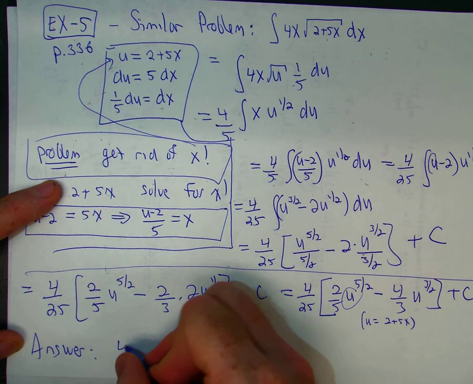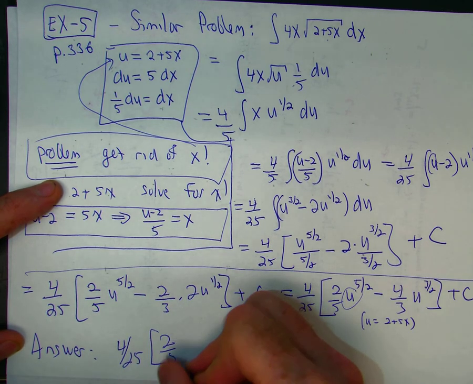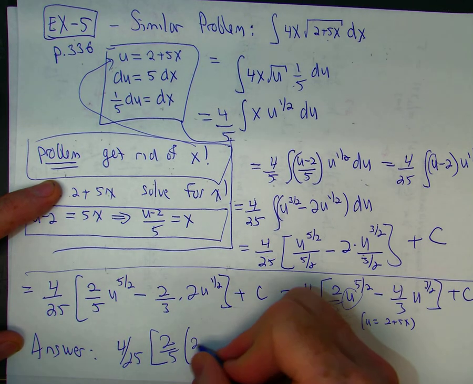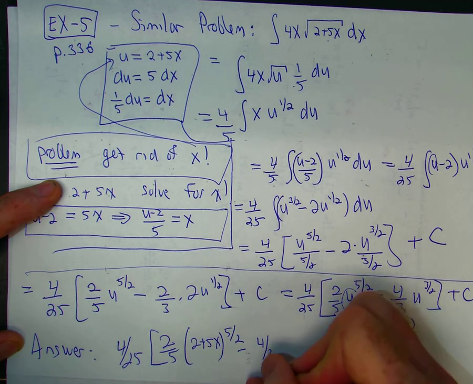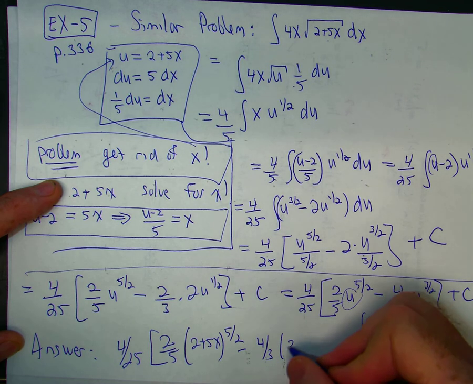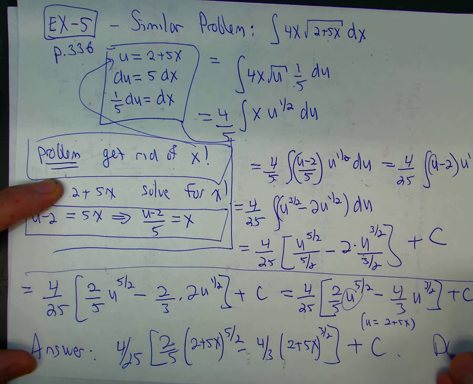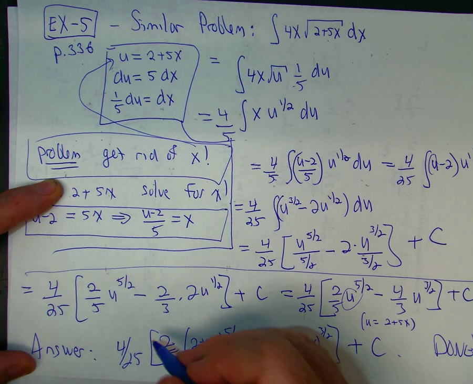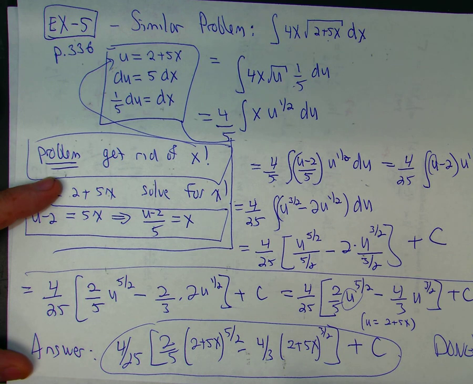Four over 25 times 2/5 (2 plus 5x) to the 5/2 minus 4/3 (2 plus 5x) to the 3/2 plus c. And that's it. I'm done. Now, I can simplify this further, but that's for a different video.